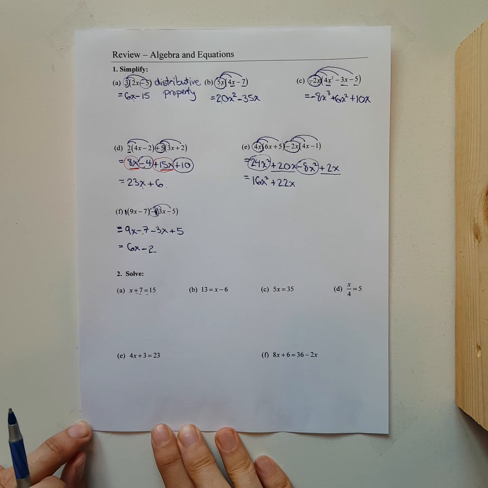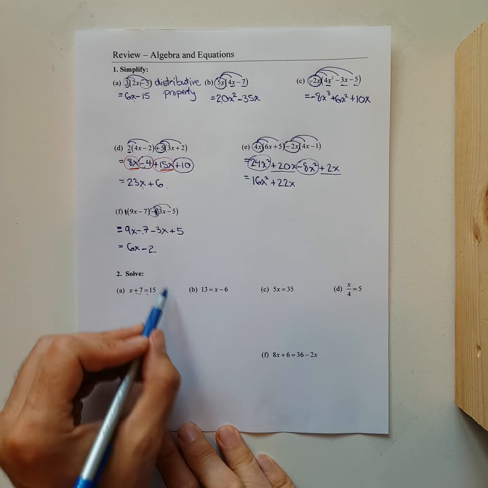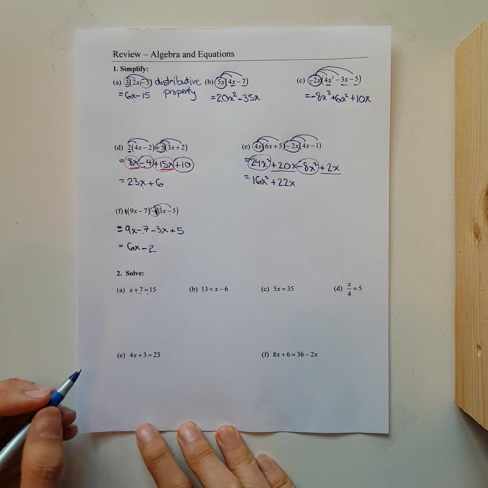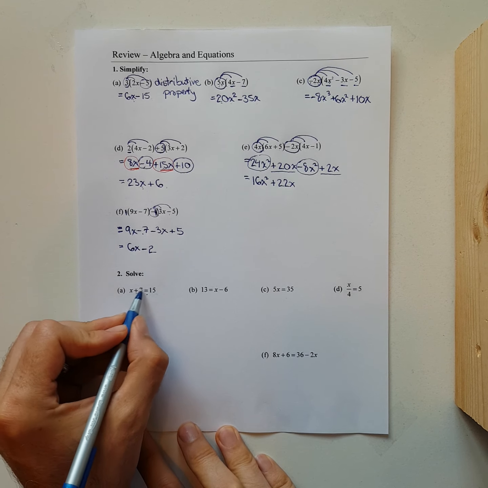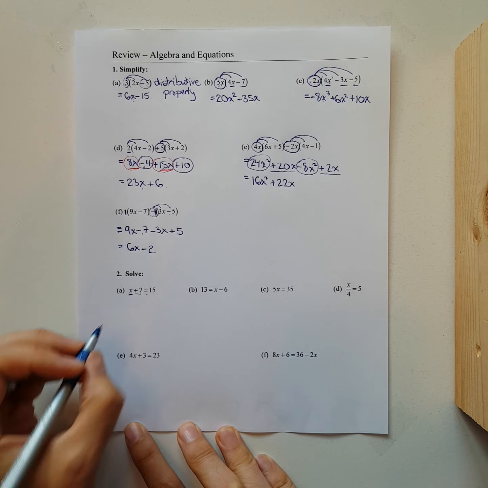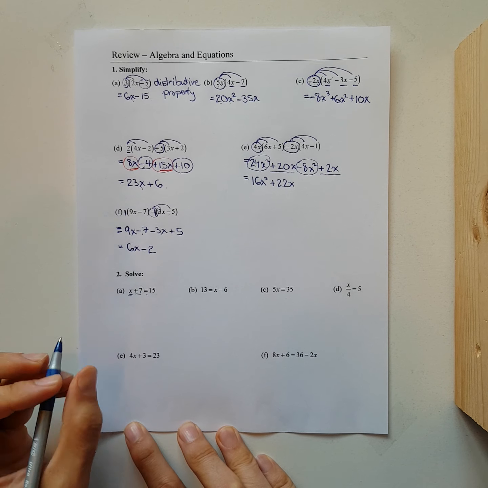But if you remember from last year in grade 9, we showed you a set of rules that we can use to solve these equations. So what I want to do here is remind you that when we're solving equations, my goal is to get the variable all by itself. In other words, I want to get rid of the adding 7.